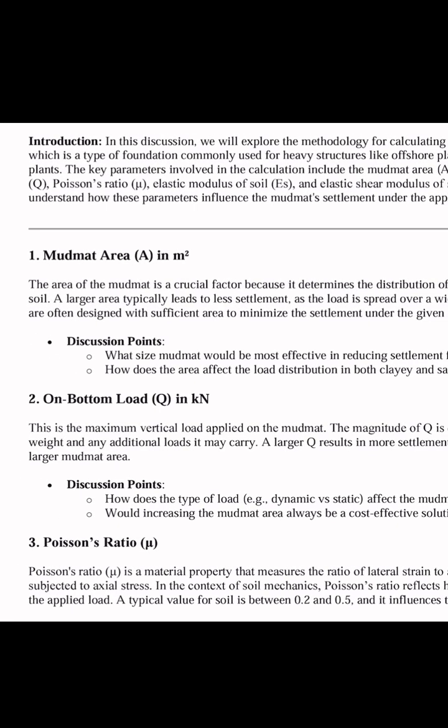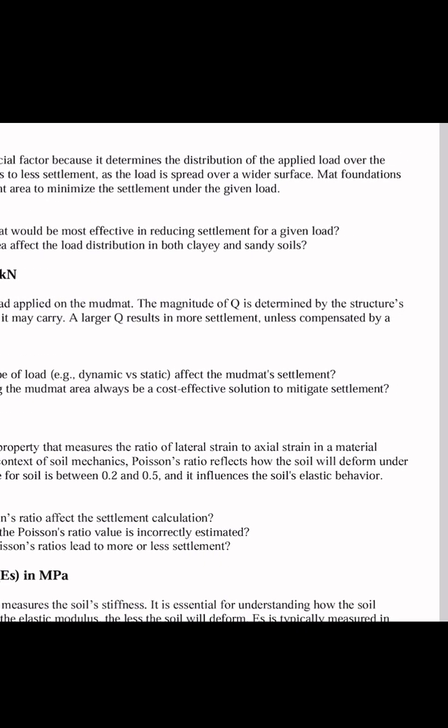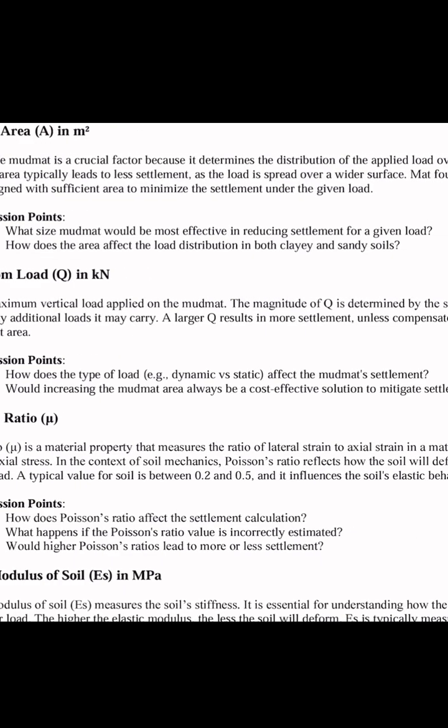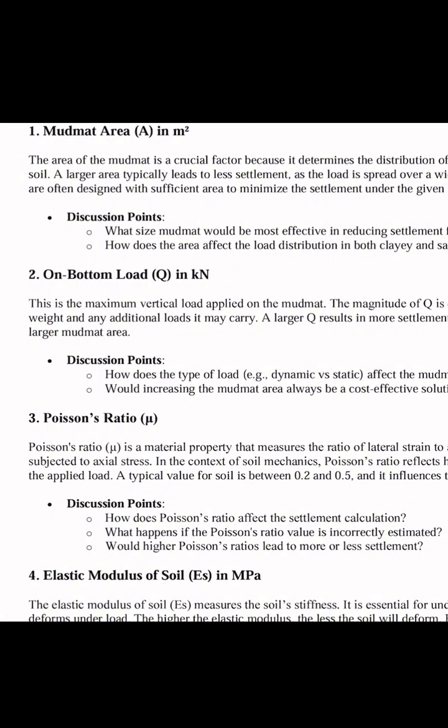Maximum load. This is the maximum vertical load applied on the Mudmat. The magnitude Q is determined by the structure's weight as well as any additional loads it may carry, and a larger Q results in more settlement unless compensated by a larger Mudmat area. If the Q is larger, it could create a larger settlement, and if it is compensated by a larger Mudmat area, we can manage the settlement, we can reduce it.